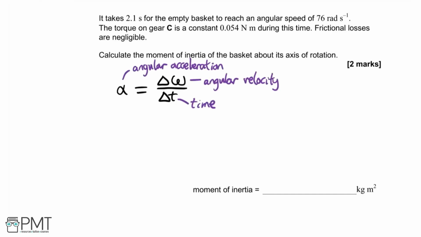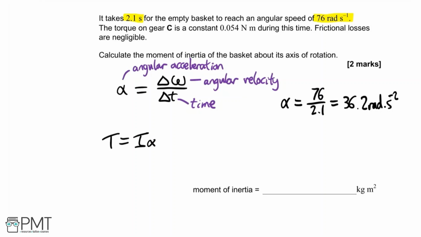Now making the substitutions from the start of the question, we can divide 76 by 2.1 to find the angular acceleration, and we end up with 36.2 radians per second squared. What we then need to do is apply the angular equivalent of Newton's second law, where torque is equal to moment of inertia times angular acceleration, in the same way that linear force would be equal to mass times linear acceleration.